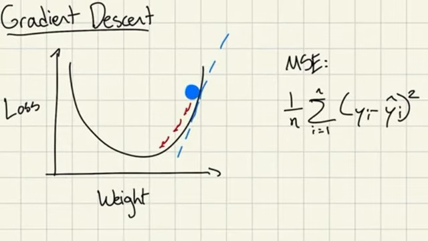Alright, in this video I'm going to be talking about gradient descent. Gradient descent is an optimization algorithm and it helps us find the minimum of a differentiable function. It's especially useful in machine learning to minimize the loss function of a model. And the loss function measures the difference between the actual values and the ones predicted by the model.